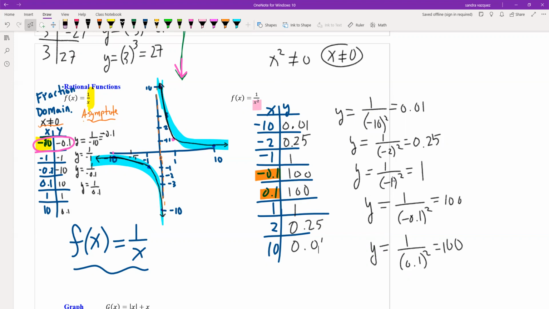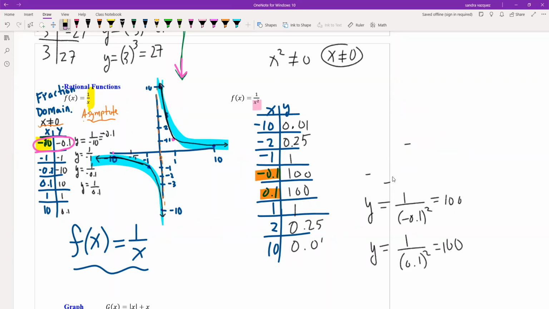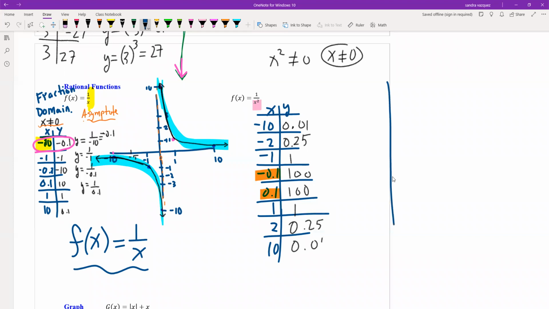Okay, now go ahead and do your graph. I need to erase this because of the space. Let me quickly erase this and then label it. Okay, remember that I have an asymptote right here. X cannot be equal to 0. Okay, so now I'm going to label the points.